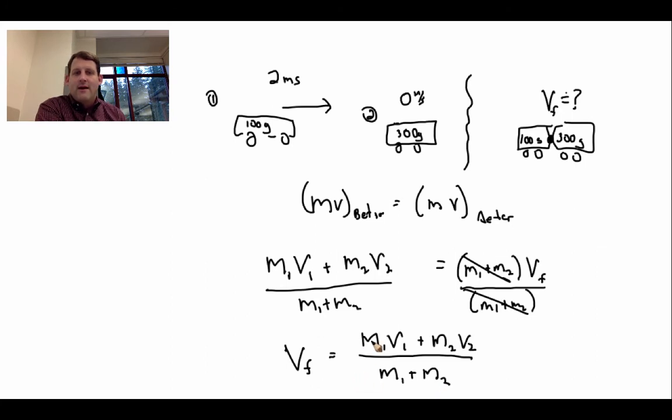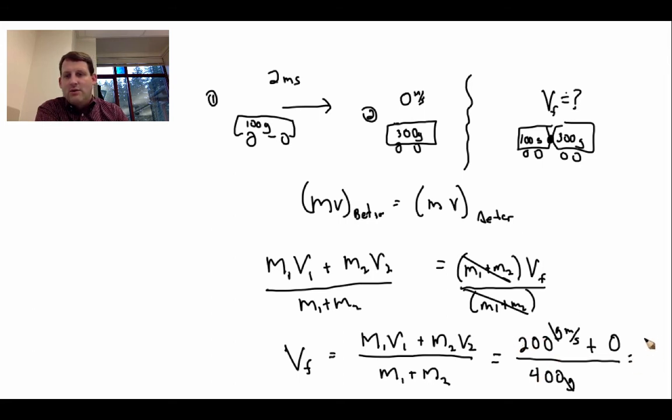Okay. And at this point, let's plug in some numbers and get some answers. So we have 200 grams times 2 meters per second for this first part. That gives me 200 gram meters per second. And that's plus 300 times 0, which is, of course, 0, all over 100 plus 300 for the total mass, for a total mass of 400 grams. Now, if we do this, we find that 200 divided by 400 is equal to 1/2, and the only units left are meters per second.